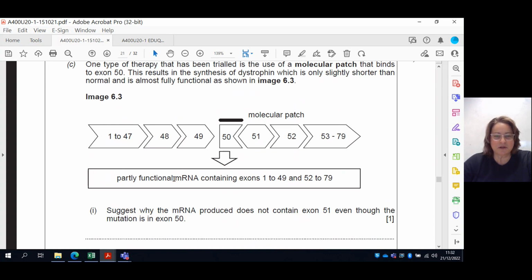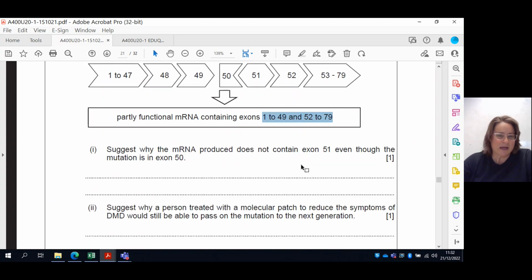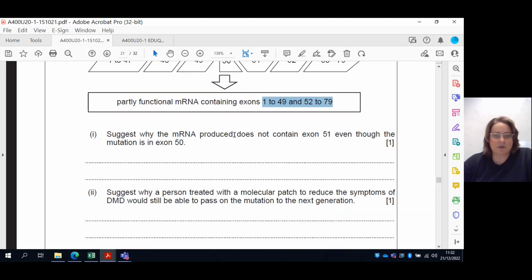Here we go. The partly functional messenger RNA gives you 1 to 49, 52 to 79, even though the patch didn't go across 51. The patch only went across 50. It binds to that bit and disappears it. So silencing RNA would be used there. Suggest why the messenger RNA produced does not contain exon 51. That is the binding thing.